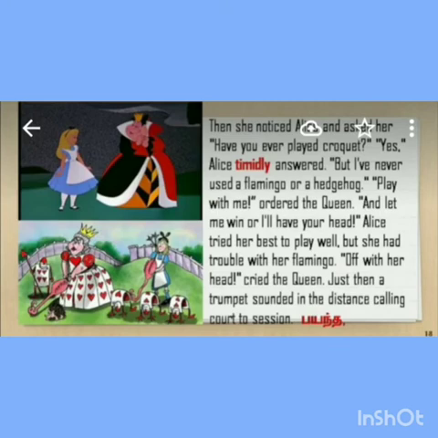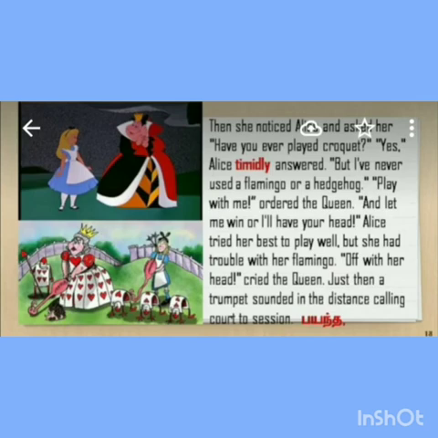Likewise the queen is saying to Alice, so Alice tries to give her best in the game but she couldn't win, so the queen is asking to cut off her head. In the distance they could hear the trumpet sound, because Alice did not win in the game, so they are going to hold a court session. Court session, you know, you might have seen in the film. If anybody is doing wrong they will bring them to that court, and the court gives the verdict. Likewise here also they will be taking Alice to the court.